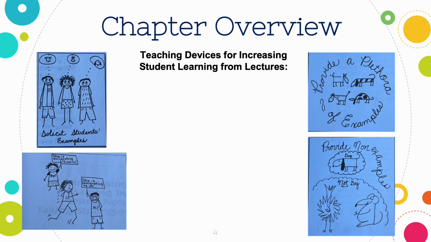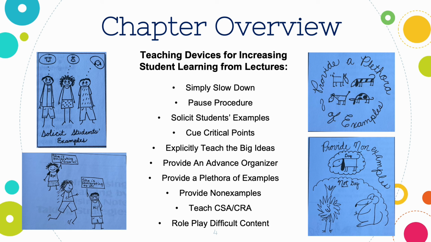With the research information in mind, Chapter 6 presents 10 different teaching devices for increasing ELN students' learning from lectures. The devices presented in the chapter are to simply slow down, pause procedure, solicit student examples, cue critical points, explicitly teach the big ideas, provide an advanced organizer, provide a plethora of examples, provide non-examples, teach CSA, CRA, and role-play difficult content. The images on the slide are some fun illustrations that were provided throughout the chapter as well.